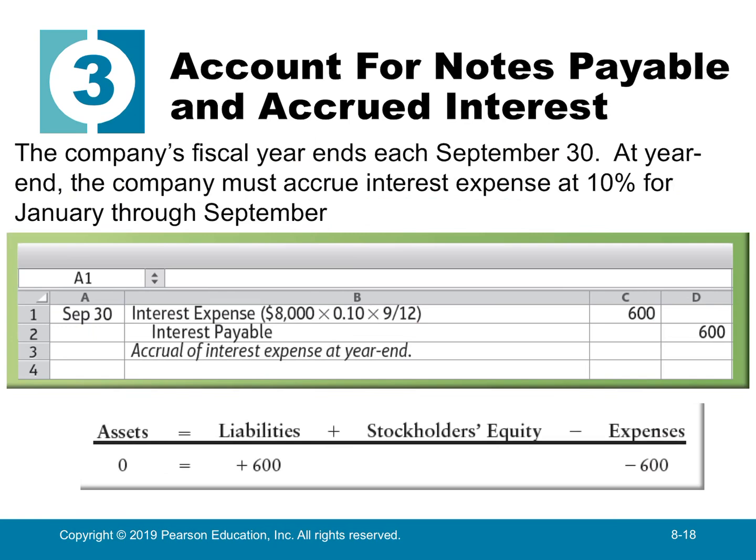So in this case, we're going to say that this company's fiscal year ends September 30th. So they're closing their books. They need to do their adjusting journal entries at the end of the period. So the company must accrue interest expense, right? Remember chapter 3? Remember that one? Yeah, it's coming back here, right? So at 10% for January through September. So the note payable is $8,000. We owe 10% per year, but this is from January 1st until September 30th, so only 9 months out of 12. So we need to accrue interest expense of $600, and we have an interest payable of $600.